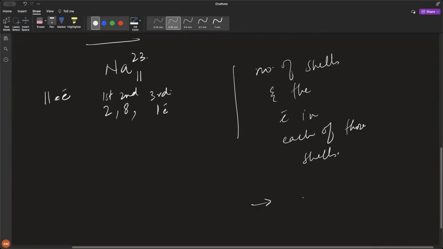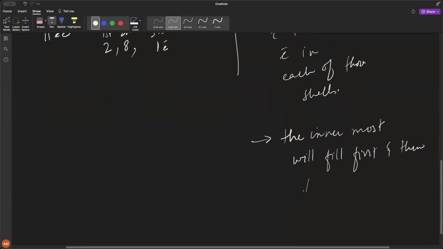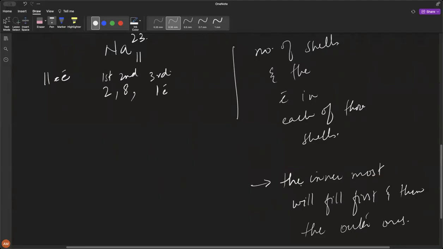Something that we have to keep in mind over here is that the shells fill up one after another. The innermost will fill first and then the outer ones. Do you understand? Each of these represents one shell.